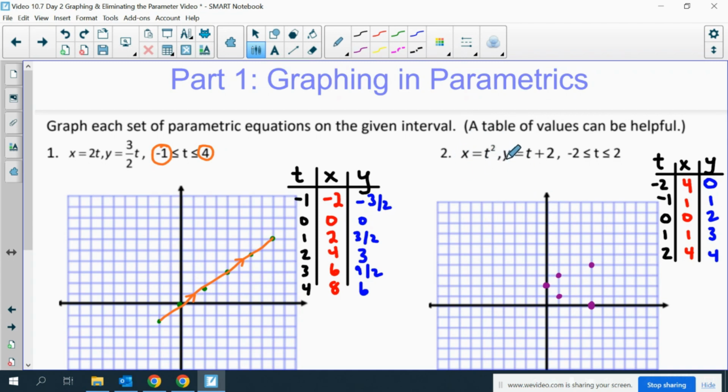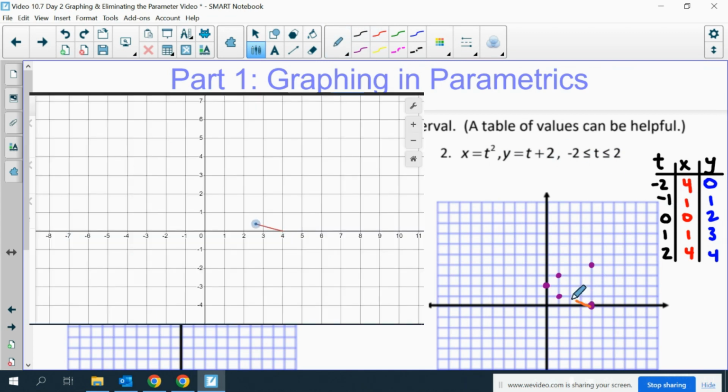We have x equals t squared and y equals t plus 2 from -2 to 2. So this looks like a sideways parabola where it's starting at 4, 0, and then moves this way, then moves back up.